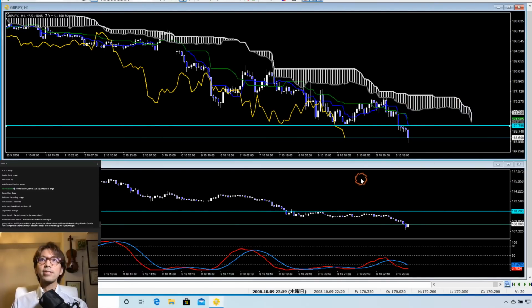All right, is it clear so far? So far so good, everyone. But until Kumo becomes down and Kijun Sen, Tenkan Sen becomes down, or actually technically, Kijun Sen becomes down, I don't even look at the 5 or 15.